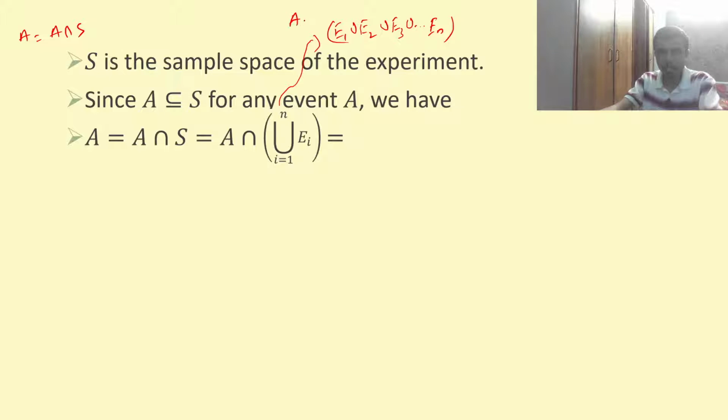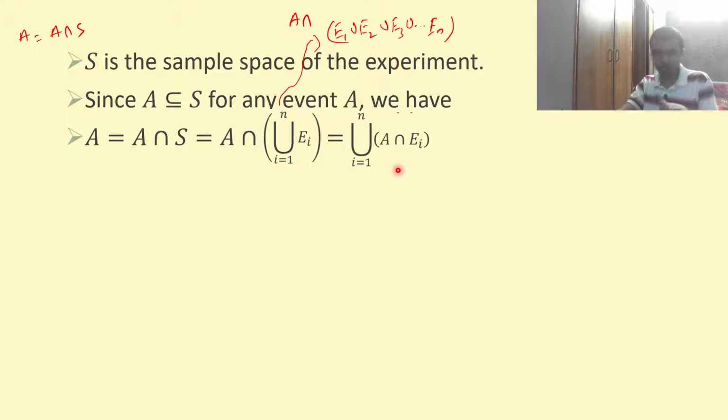Now, A intersection of this can be written as the union of i runs from 1 to n, A intersection Ei. That means A intersection of the union of all these events, we can write as A intersection E1 union A intersection E2 union A intersection E3. Fine, that is something which we can write.